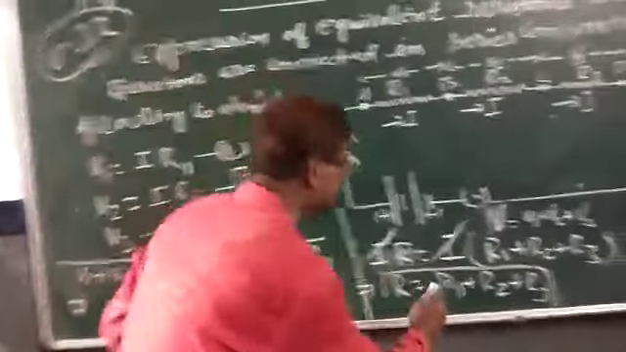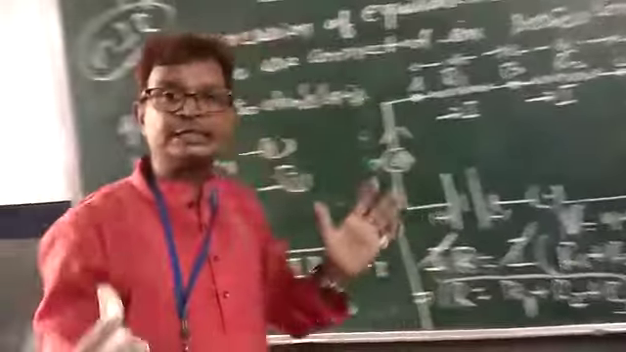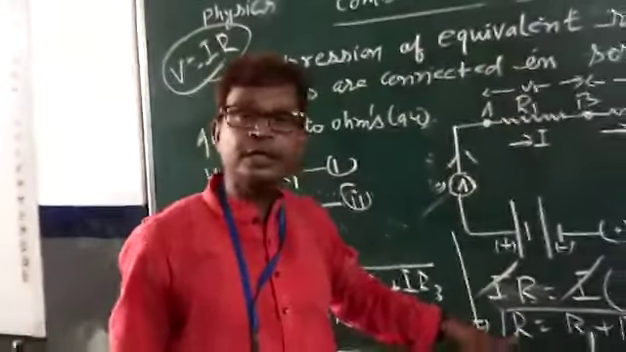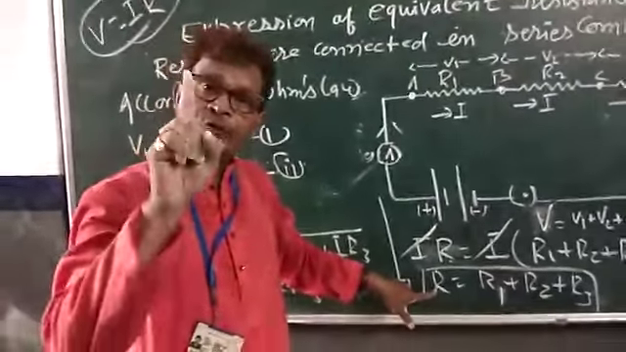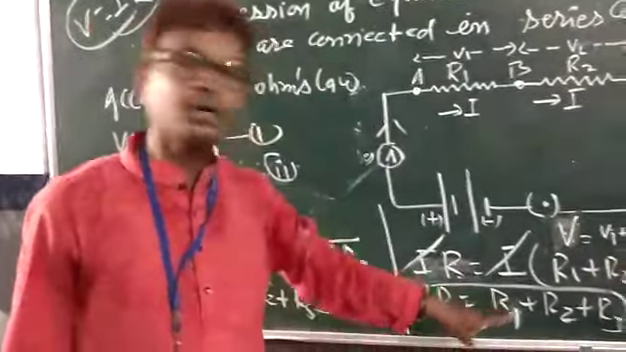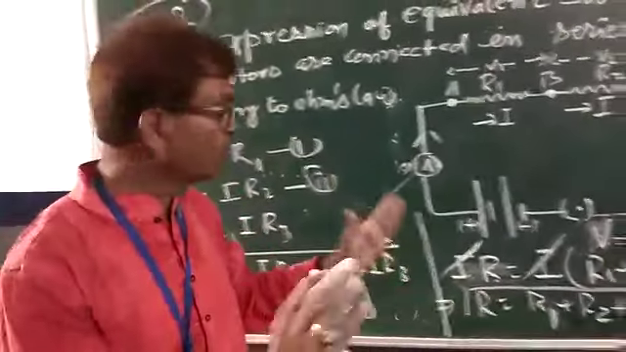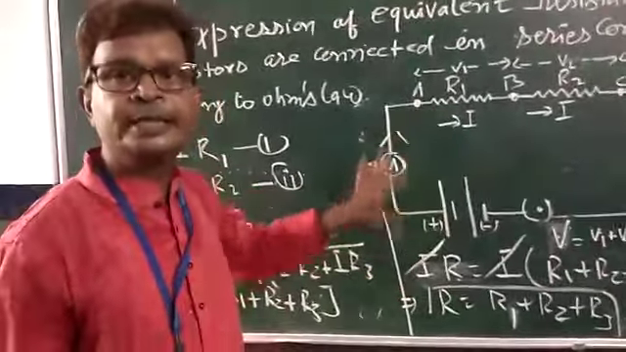So in series combination, the resultant resistance or the equivalent resistance is equal to the sum of all the resistors connected in the electric circuit.